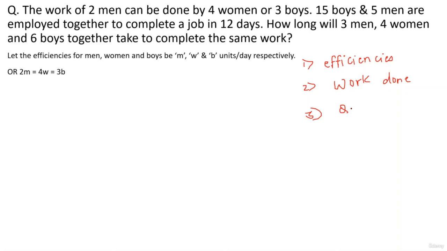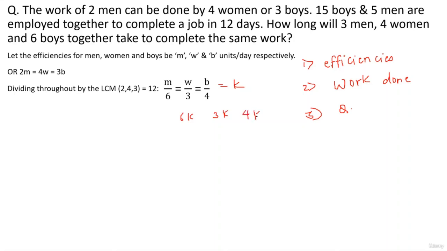As simple as that. Now we divide throughout by their LCM, which is 12. When you do that, you'll get M upon 6 equals to W upon 3 equals to B upon 4. Okay. Now, guys, if we equate all of these to, let's say, K, suppose, so M will be equal to 6K, W will be 3K, and B will be equal to 4K, right?